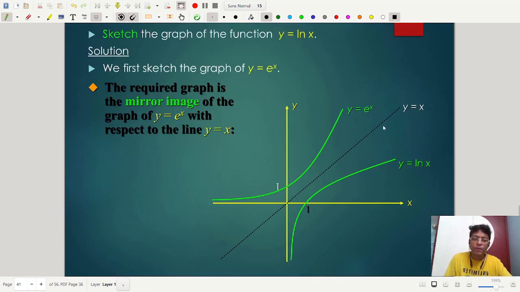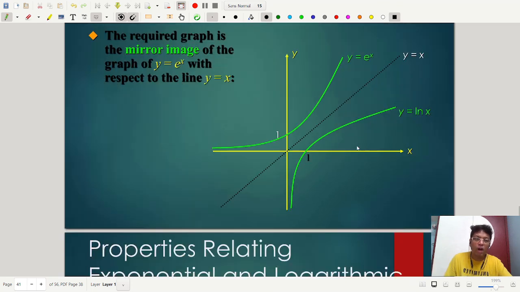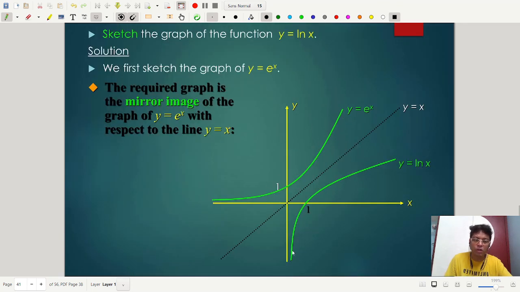Yes, you see, if you draw y equal to e to the power x, and if you draw y equal to x, log x is the mirror image of the exponential function. The graph of log x is the mirror image of the exponential function. Look at that.